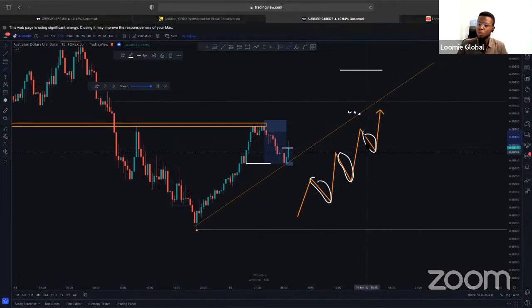I personally prefer at this point in time to move with the trend. I don't go against the trend, right? So even if I see this classic sell trade setup, I would rather wait to go with the trend.